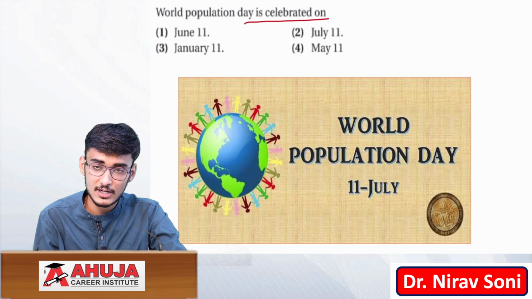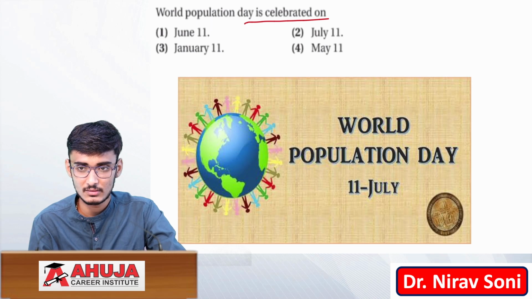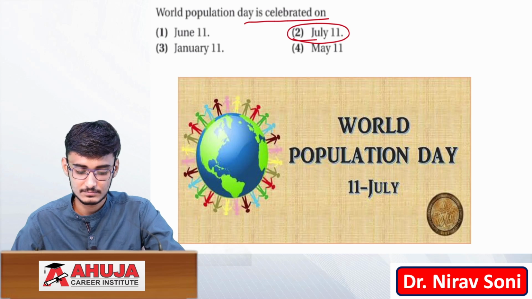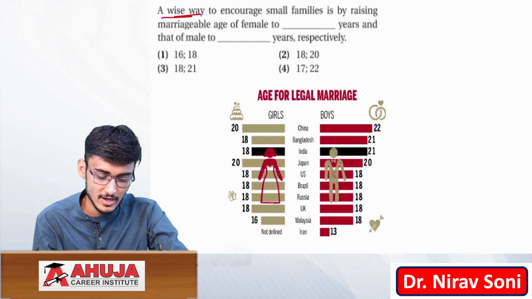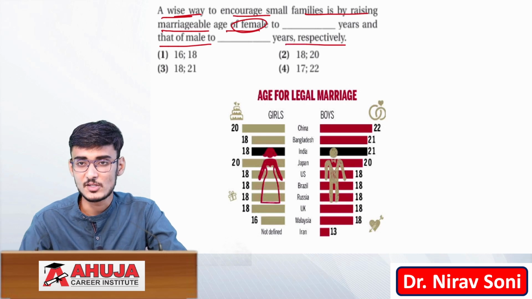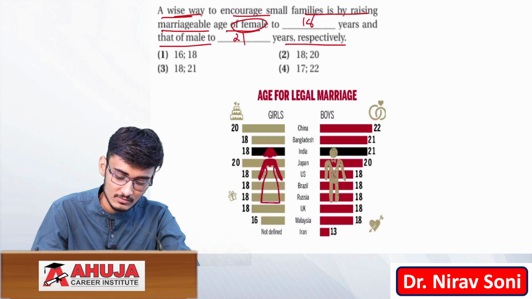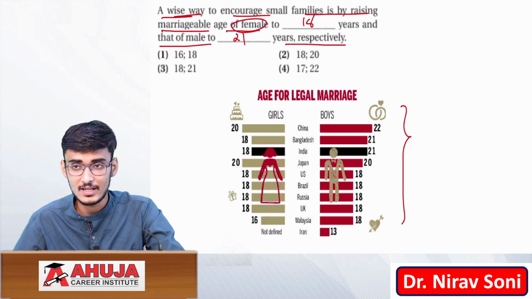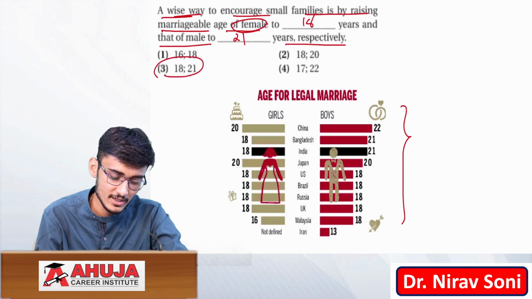World Population Day is celebrated on. You can see the answer. World Population Day, 11 July. Option 2 should be right over here. A wise way to encourage small families is by raising the marriageable age of female and male to blank respectively. 18 and 21. You can see the chart of different countries with different marriageable ages. Option C, option 3 should be right over here.